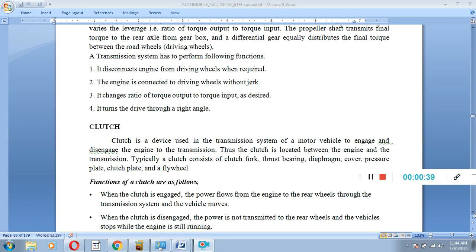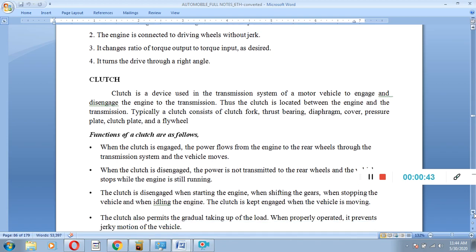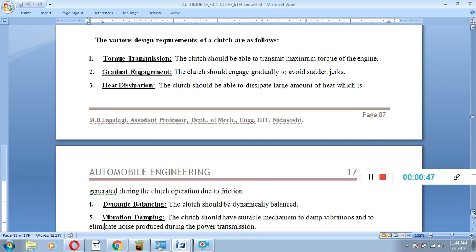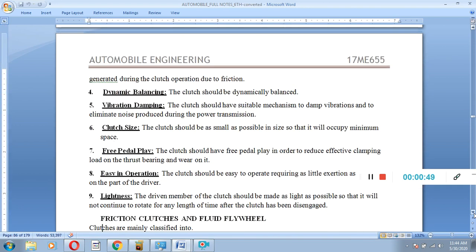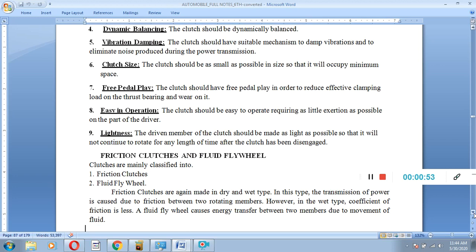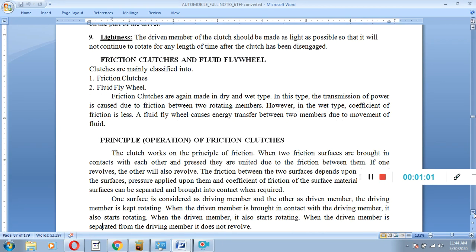Now we will move directly towards the types of clutches. What are the different types of clutches? Okay, we will see that. Basically we have two types of clutches. The first one is friction clutches and the second one is the fluid flywheel clutches. Now the first one is the friction clutches.